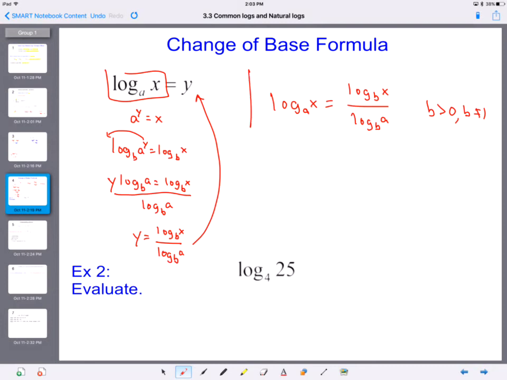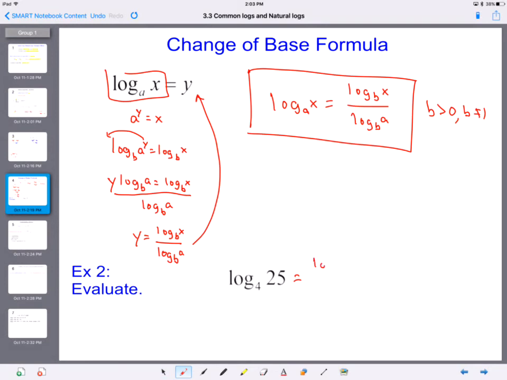So this right here means we can change the base of any logarithm. So when we go to evaluate this problem down here, log base 4 of 25, well, we can now rewrite this as, okay, we don't have base 4 on our calculator, but we can choose any base we want. We can do log base, I'll write it this time, log base 10 of 25 divided by log base 10 of 4.